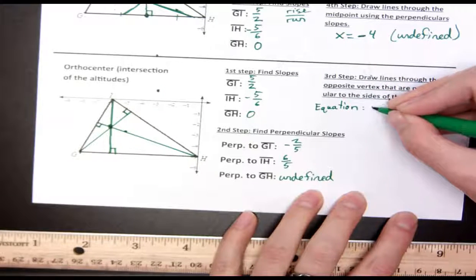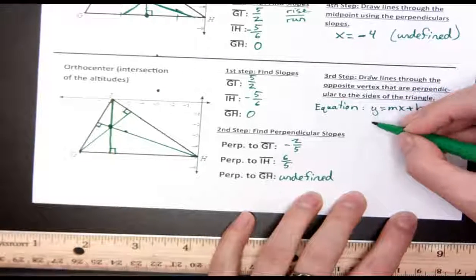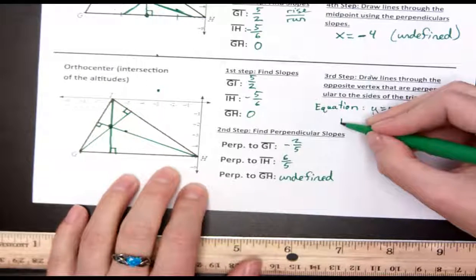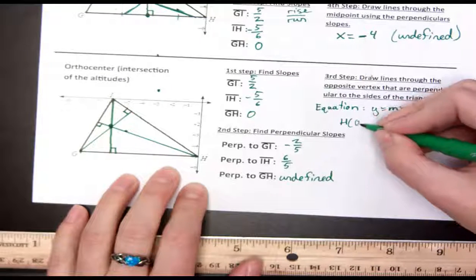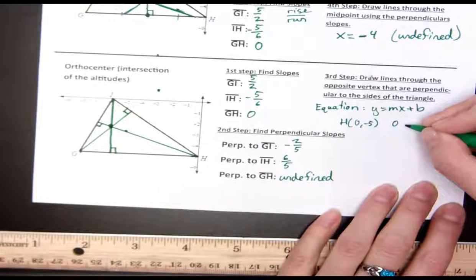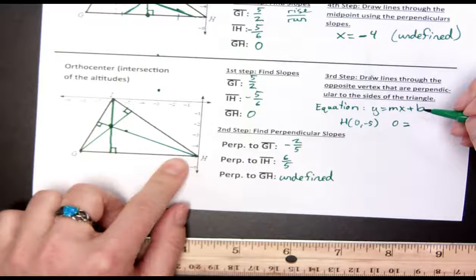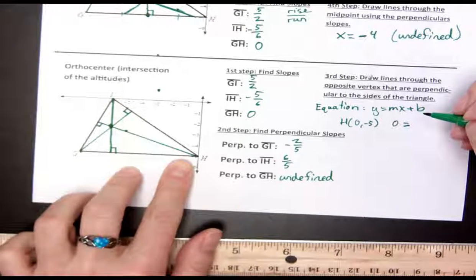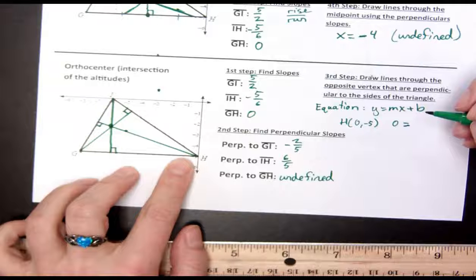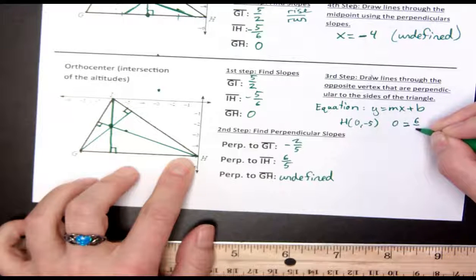So if I do y equals mx plus b, and I plug in my point H, which was (0, negative 5). And so I plug in 0 equals... do I already know my slope of this line? Yeah, which one is it? Yeah, it was 6 over 5. So equals 6 over 5.